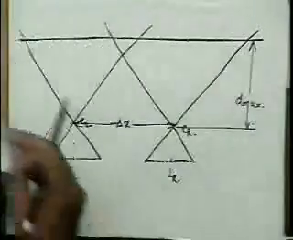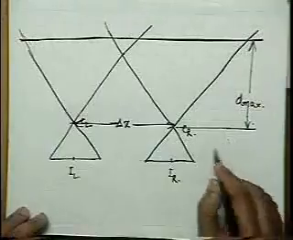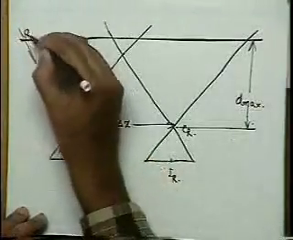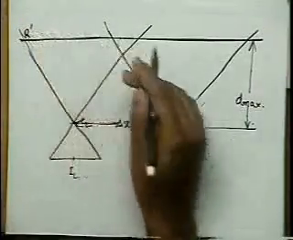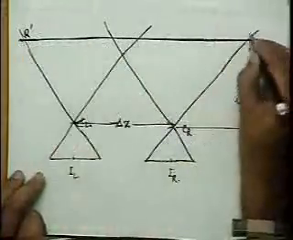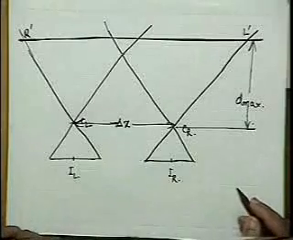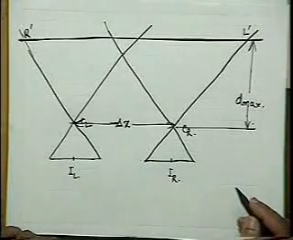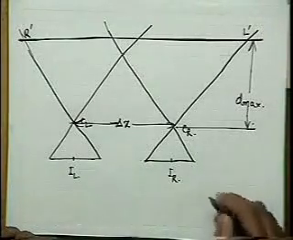So I am assuming this to be d max, and let us say that we have a point R prime over here, and we have a point L prime over here.